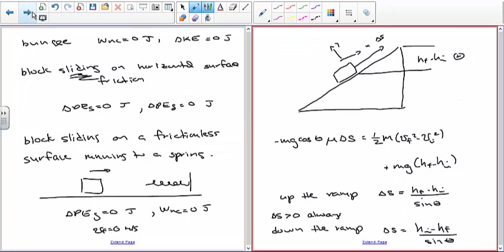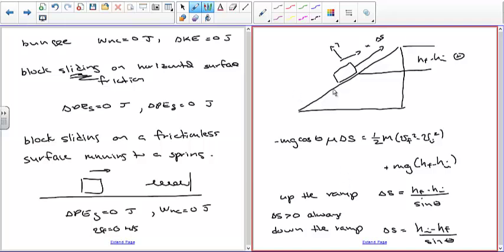The only one that I didn't cover is if I had a spring here, let's say it slid down the ramp and hit a spring, and how far would the spring compress? That would have all four things. It's not that it would be impossible, but I'm not going to give you that one.